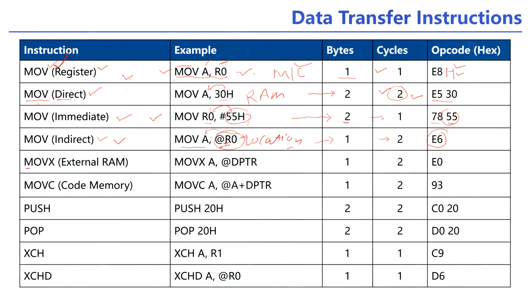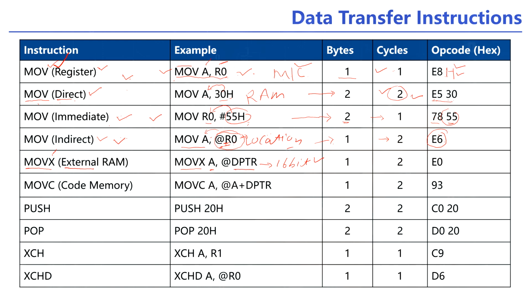Next thing, MOVX. We are using here this term X. X is nothing but external, external RAM. Noted? Okay. So we can take an example here, MOVX A, comma, @DPTR. DPTR, that is the 16-bit register. Okay, this is the 16-bit register.